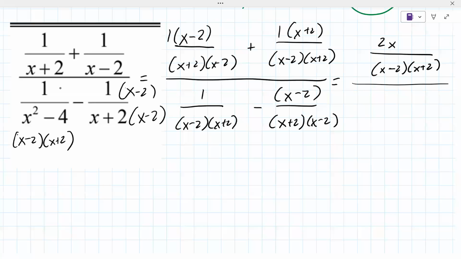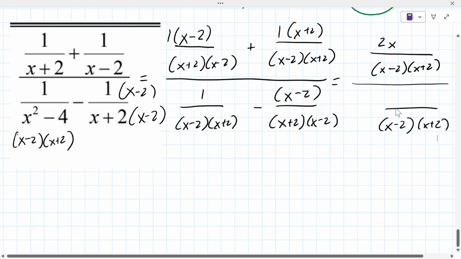And then, since you're subtracting, you would, so it's 1 minus x, 1 times 1 minus x minus 2, which would be x minus 1 over (x minus 2)(x plus 2). You got some sign errors there. Take a little more time. Wait, there's a parentheses with a minus here.